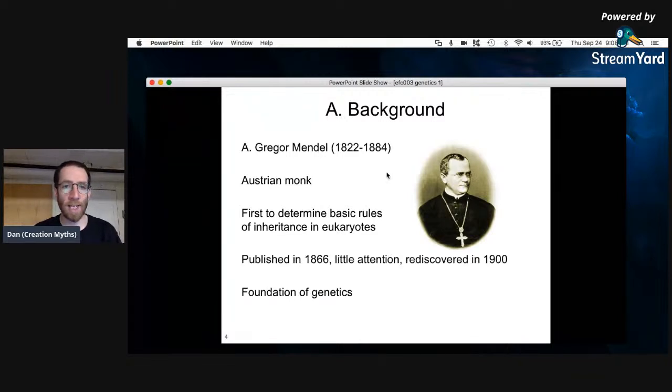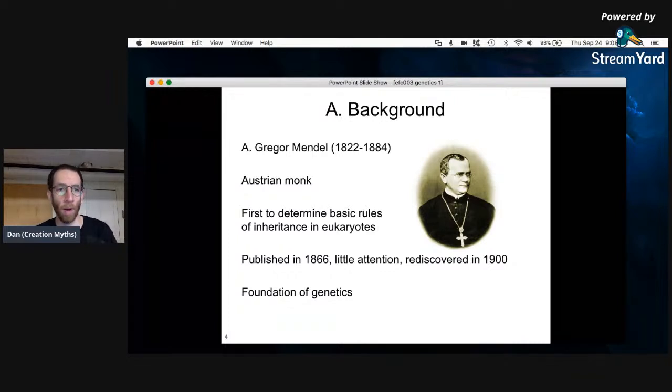Now, he published in 1866, and it got very little attention. It basically disappeared for the better part of 30 years. Nobody really paid attention to it. But it was rediscovered right around the turn of the century, around 1900. And then people picked it up and did further work on it. We'll talk about that in a few weeks. And this work formed the basis for the modern field of genetics. So Mendel is considered the father of genetics.